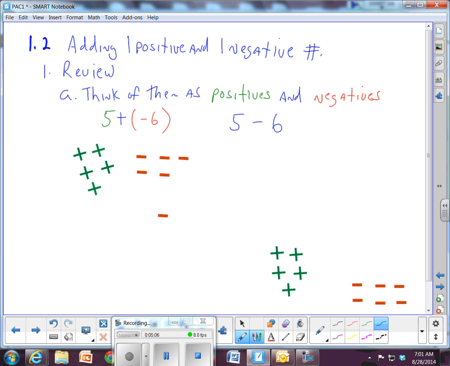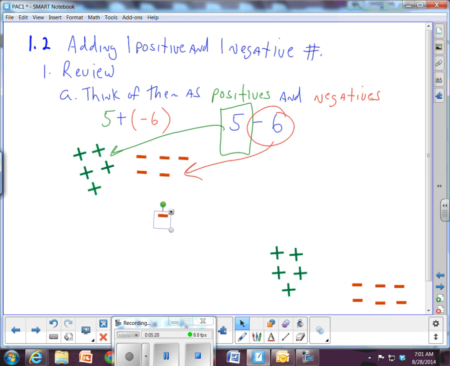Now, you might look at that and say, well, that's 5 subtract 6. Well, not really. Those two are exactly the same, and the right-hand example is the way it's normally written. So what do we really have? We really have 5 positives and 6 negatives. That's what's going on. That's the situation. And that's how you want to think of your numbers.